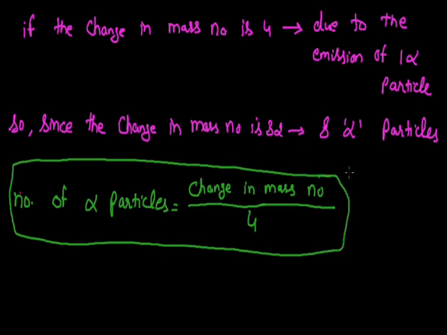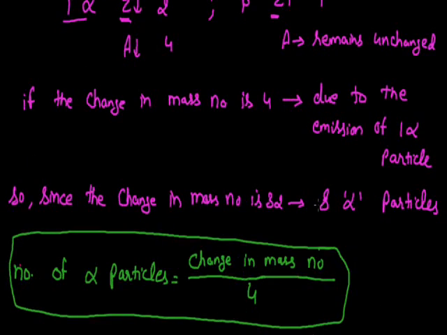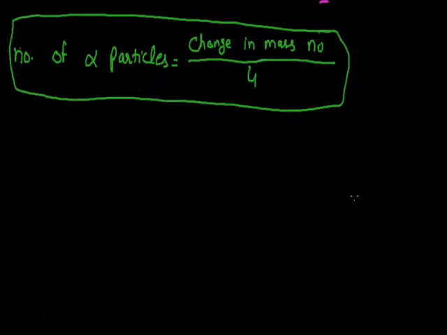Now, if I talk about the second part of this question, where they were asking how many beta particles are going to be emitted. As we know, whenever the emission of one alpha particle occurs, the atomic number changes by 2. And as we have calculated, the total number of alpha particles emitted here is 8. Since the emission of one alpha particle decreases the atomic number by the value 2, due to the emission of 8 alpha particles, the number should decrease by the value 16.